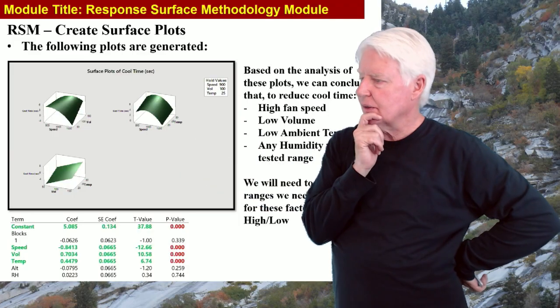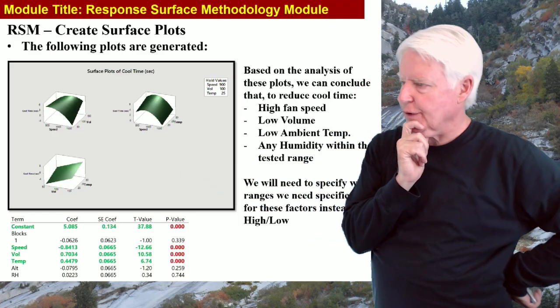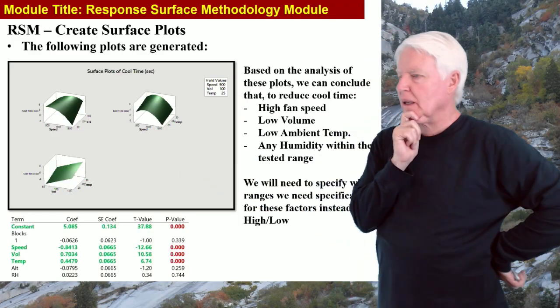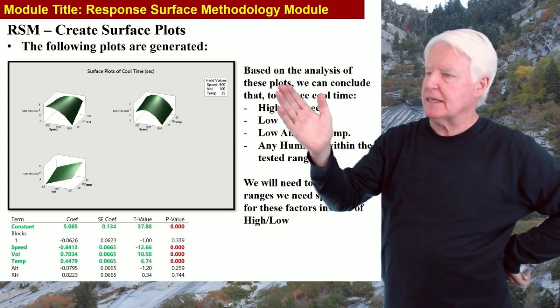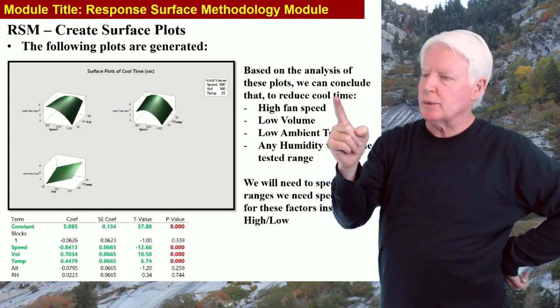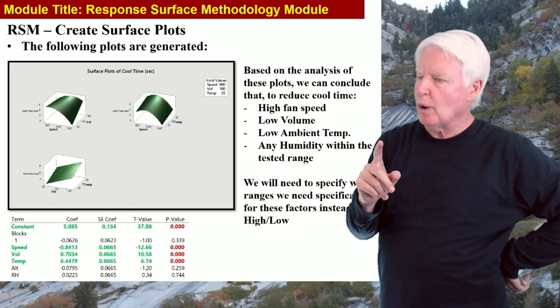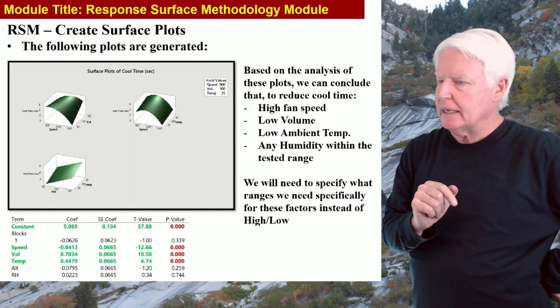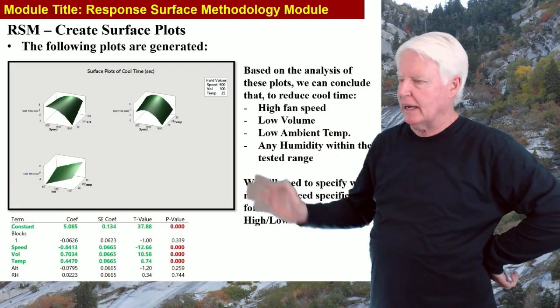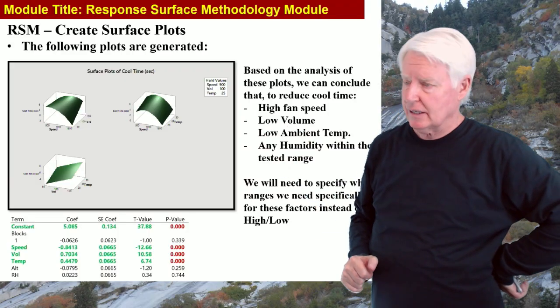And here are the other ones. So it gives you a three-dimensional plot for those various variables. What did we learn? Based on the analysis of these plots, we conclude that to reduce cool time, high fan speed, low volume, low ambient temperature, any humidity within the tested range is okay because it was statistically insignificant.